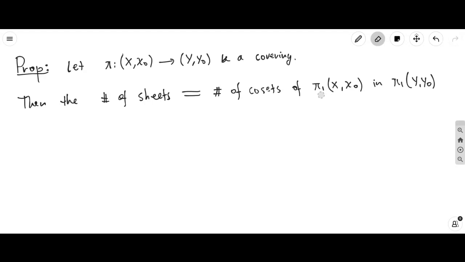But going back to what we said, when we have a covering, the fundamental group of the cover is a subgroup of the fundamental group of the base. So you can talk about the cosets. This is a subgroup of that, so you can talk about the cosets. The cosets, this is if you quotient the group by its subgroup, and you count, right? You count how many you have.